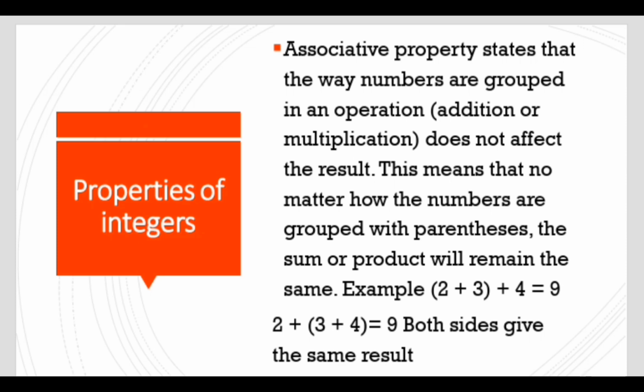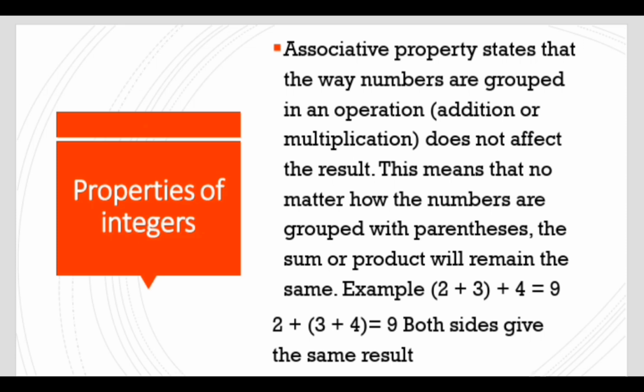Now, for example, you have bracket open 2 plus 3, bracket close, plus 4. The 2 plus 3 in brackets are grouped, and 2 plus 3 will give me 5. Adding it to 4 will give me 9. But in these two problems, the problems are the same, but the groupings are different. Still, they give me my final answer, which is 9, the same answer as the first one and the second one.